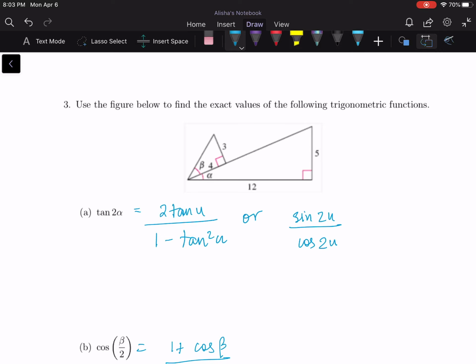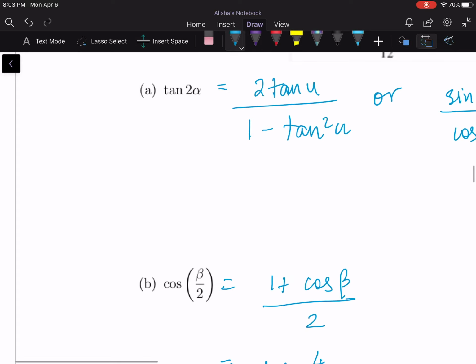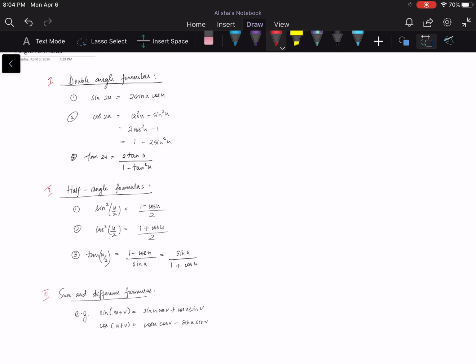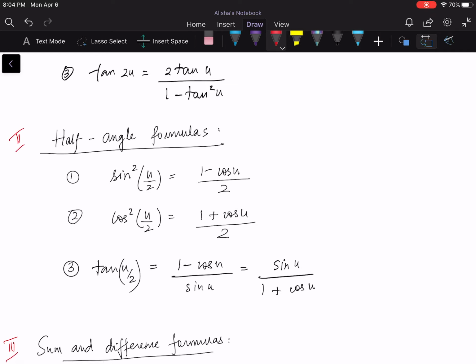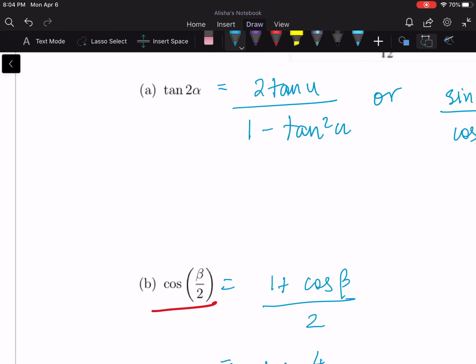Okay, question 3 on the worksheet has a kind of similar flavor to question 2. Let's try a half angle formula this time. So I'm looking at cosine of beta over 2. Let me go back to my formulas. So cosine of beta over 2, that's making me look at this formula right here. So I know that I'm going to get, let's see, let's go back to my worksheet. So I'm going to be looking at plus or minus the square root of 1 plus cosine beta.